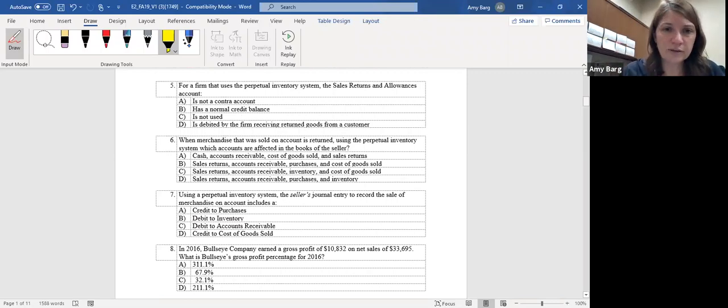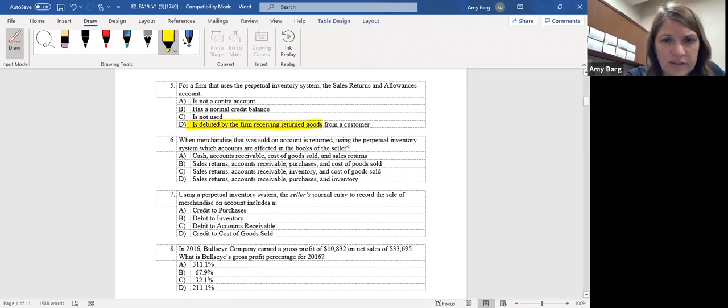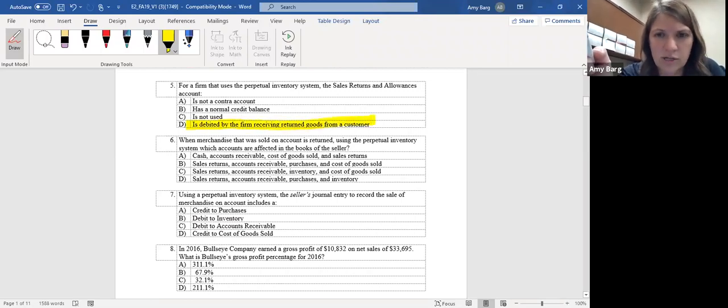All right, number 5. For a firm that uses the perpetual inventory system, the sales returns and allowances account is, the answer to this one is, debited by the firm receiving goods from a customer. So we would debit the sales returns and allowances in order to take in that sales return and allowance.